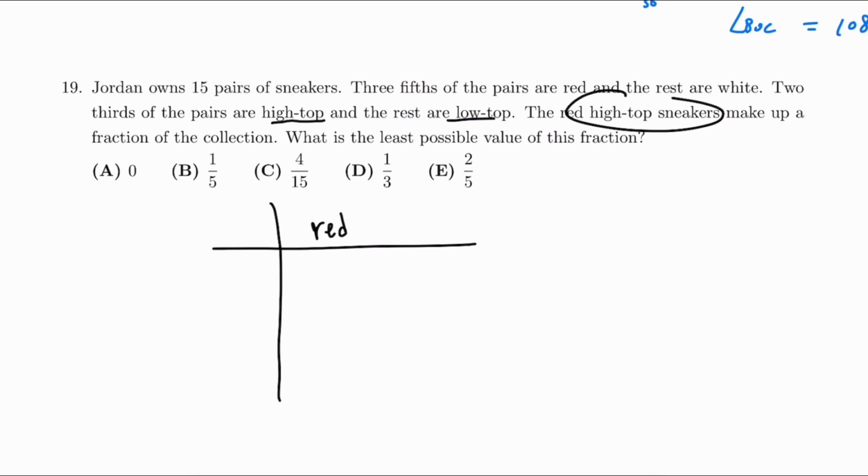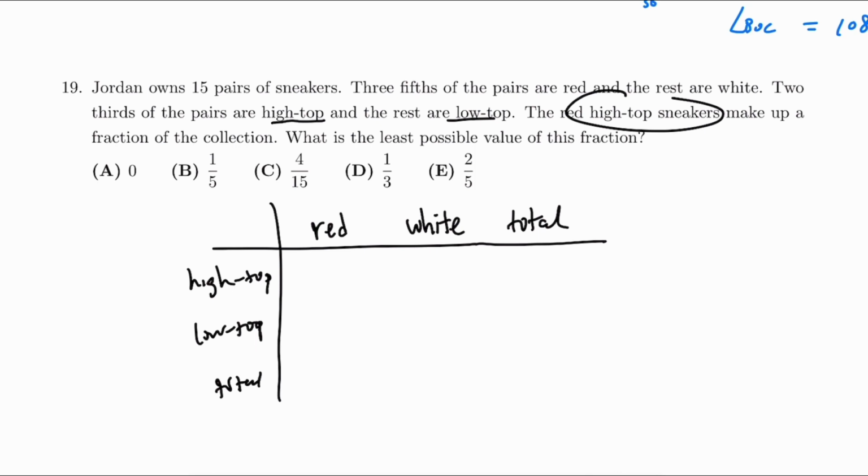So we could have red, white, total. We have high top, low top, total. So the total of total is going to be 15. 3/5 of the pairs are red. Therefore, there are 9 red ones and 6 white ones. 2/3 of the pairs are high top and the rest are low top. 2/3 is going to be 10 and the low top is going to be 5.